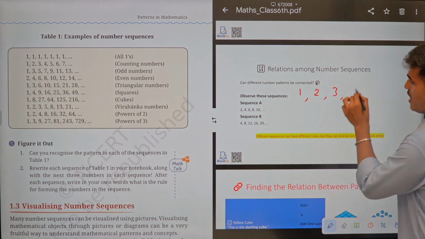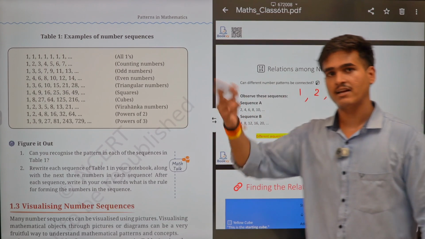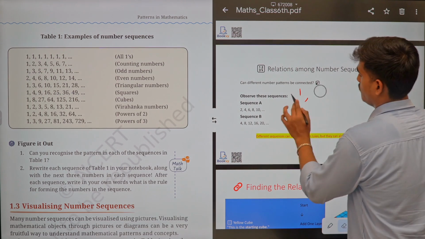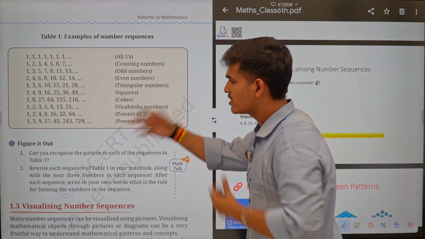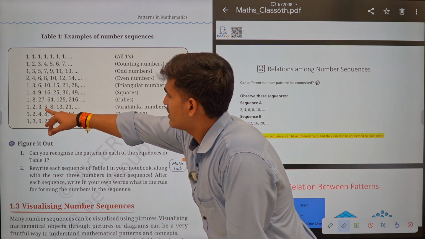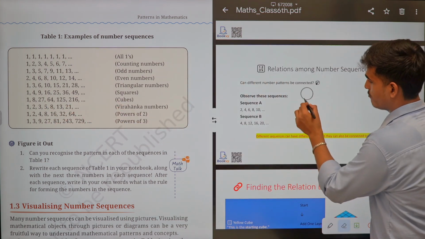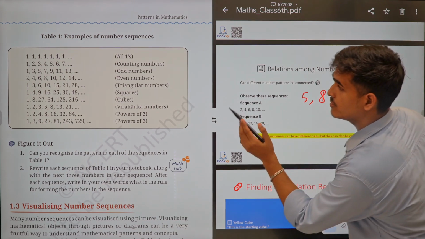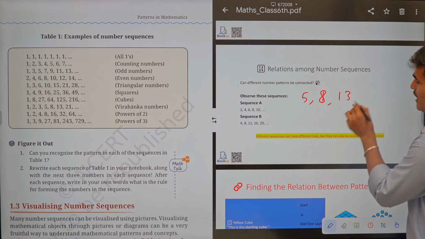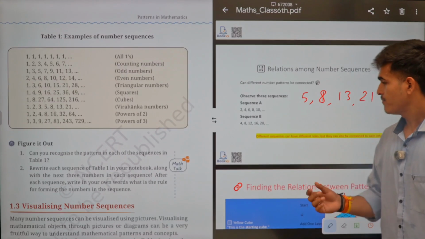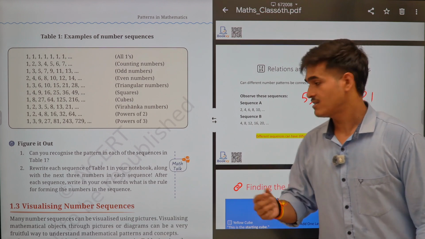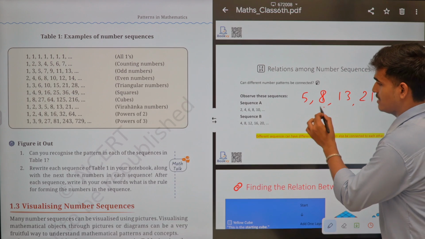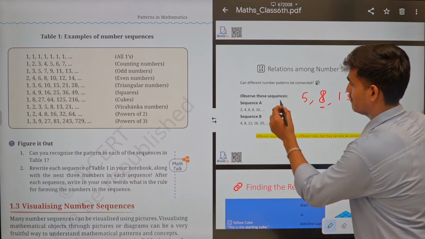2, 3 and 5. Sir, why do you always take the starting numbers? Okay, I'll take numbers from further ahead. Suppose we take any 4 numbers, or any 3 numbers, or any 2 numbers. Suppose I have taken 5, 8, 13, 21. If you see what Virahanka's number says, if any number is getting, let's suppose we take all the numbers, right?